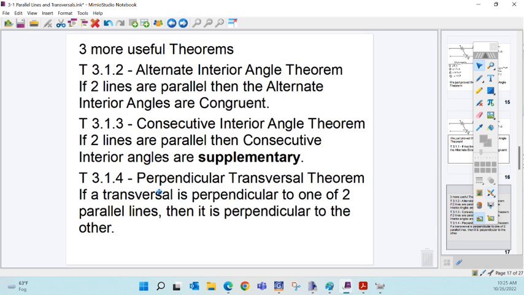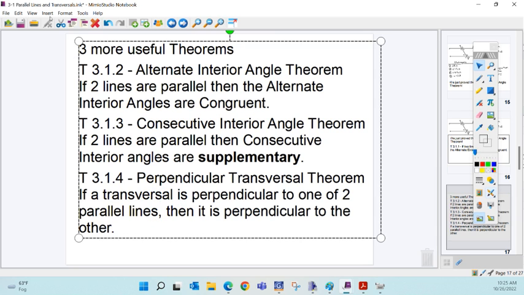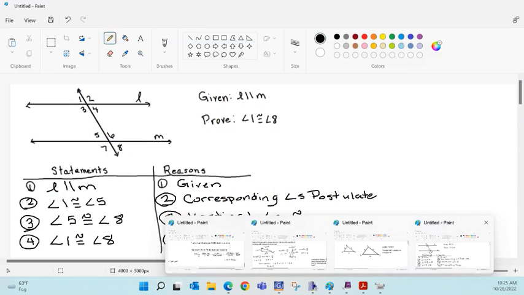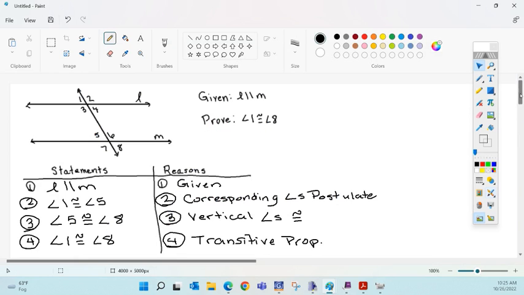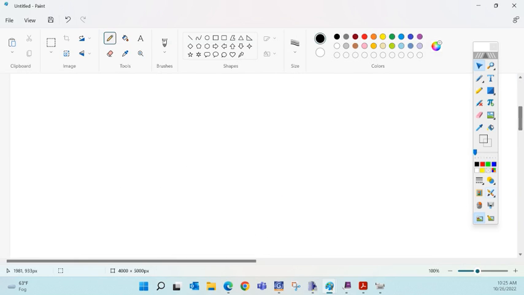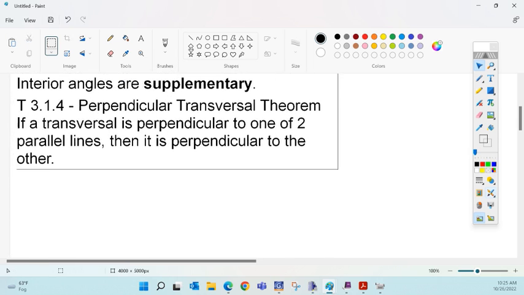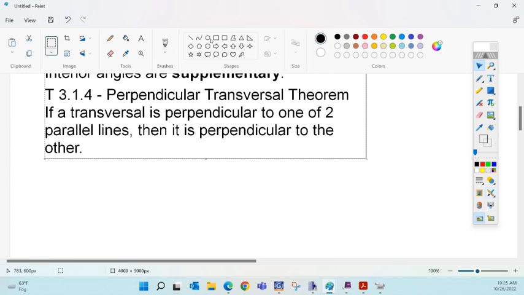Then we have this perpendicular transversal theorem. Okay. I need to draw that out for you. So I'm going to put that onto Paint. Paint is a pretty simple thing, but it's very, very useful for stuff like this. This one I was working on. So you can see it. I just want this perpendicular transversal theorem.